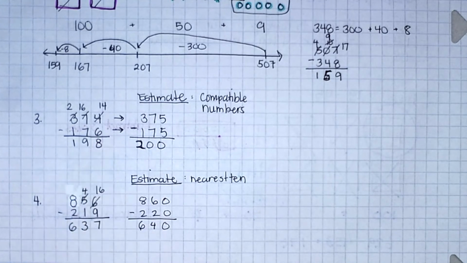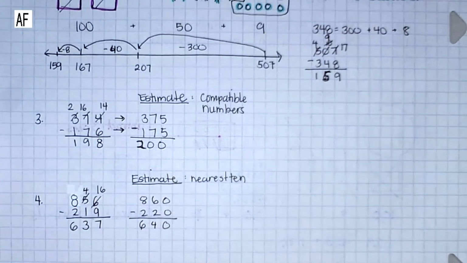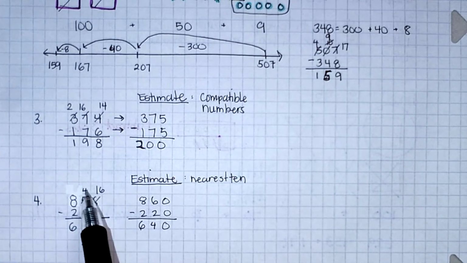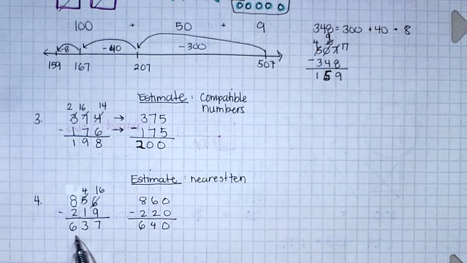Now, when I went to do my actual subtraction, I couldn't do 4 take away 6, so I had to borrow. So that 6 became a 16 because I borrowed a group of 10. 16 minus 9 gave me 7. Now that I had borrowed 1, this became a 4. So 4 10s minus 1 10 gave me 3 10s. And then 8 take away 2 gave me 6. So 637 was very close to 640.